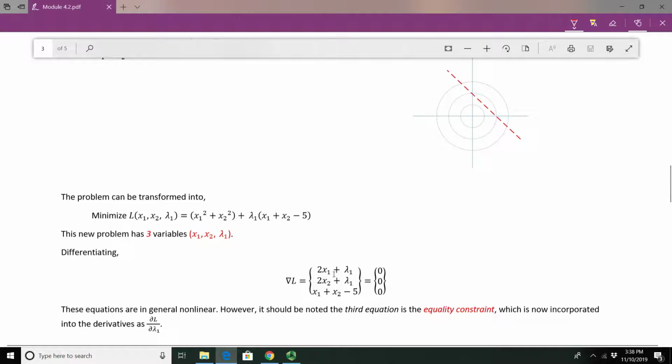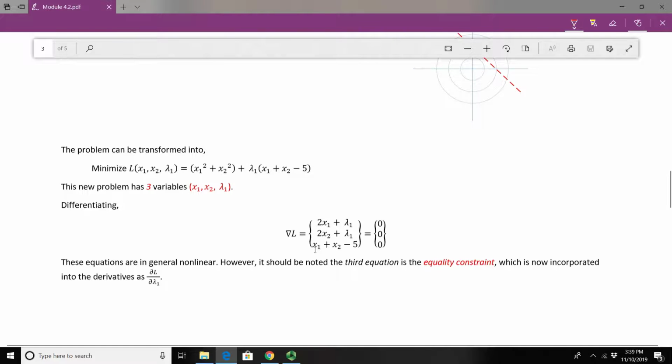And when I do partial differentiation, I get 2x1 plus lambda, and 2x2 plus lambda. Then my last one will basically be the constraint. So this clever representation will basically add your constraint as the derivative of L with respect to lambda 1, lambda 2, lambda 3. And all of these have to be 0. So basically, in my formulation, I'm automatically satisfying the equality constraint.